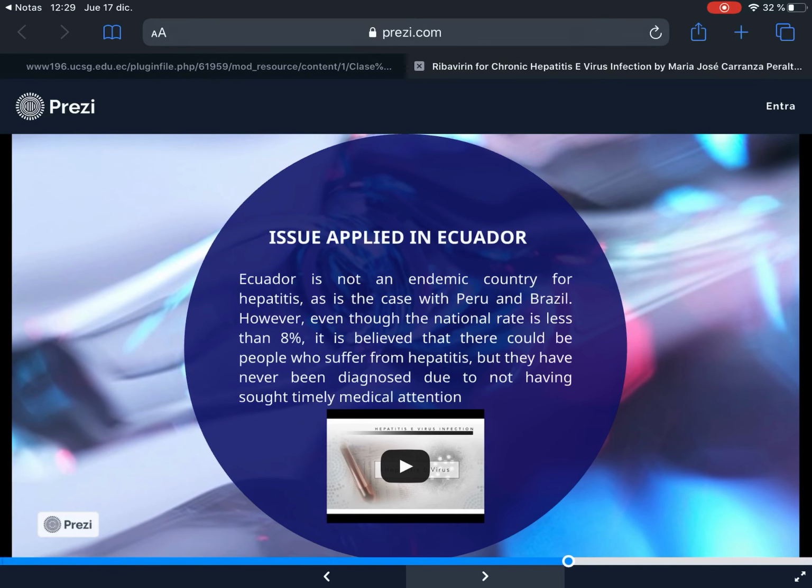This issue applies in Ecuador. Ecuador is not an endemic country for hepatitis, as is the case with Peru and Brazil. However, even though the national rate is less than 8%, it is believed that there could be people who suffer from hepatitis but have never been diagnosed due to not having timely medical attention.